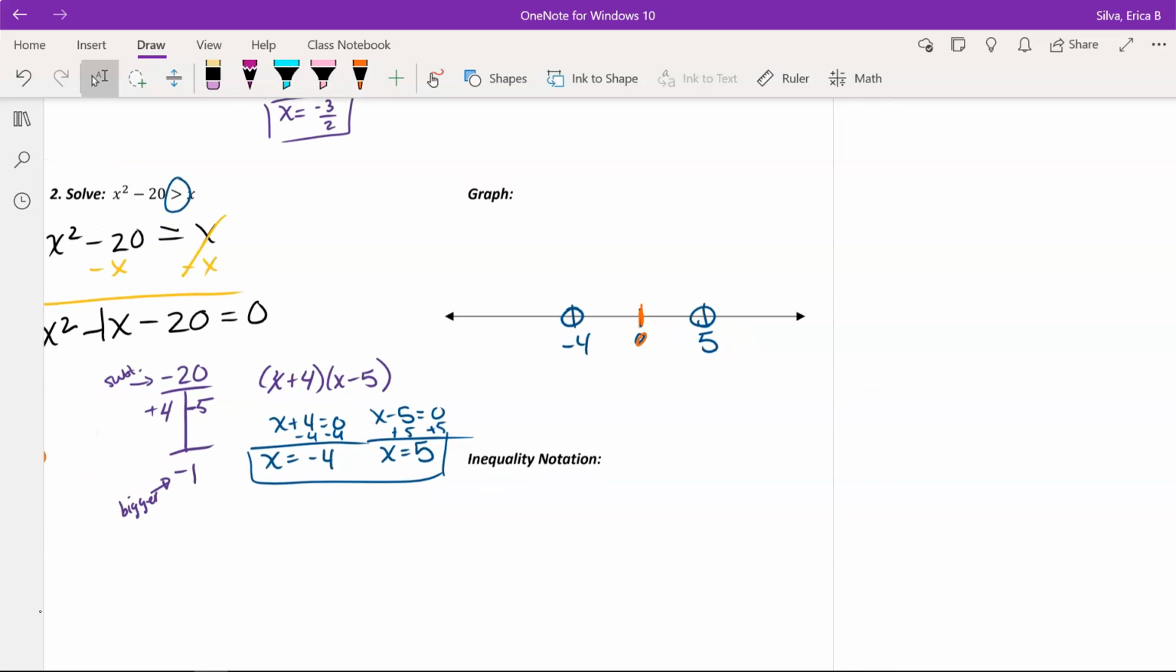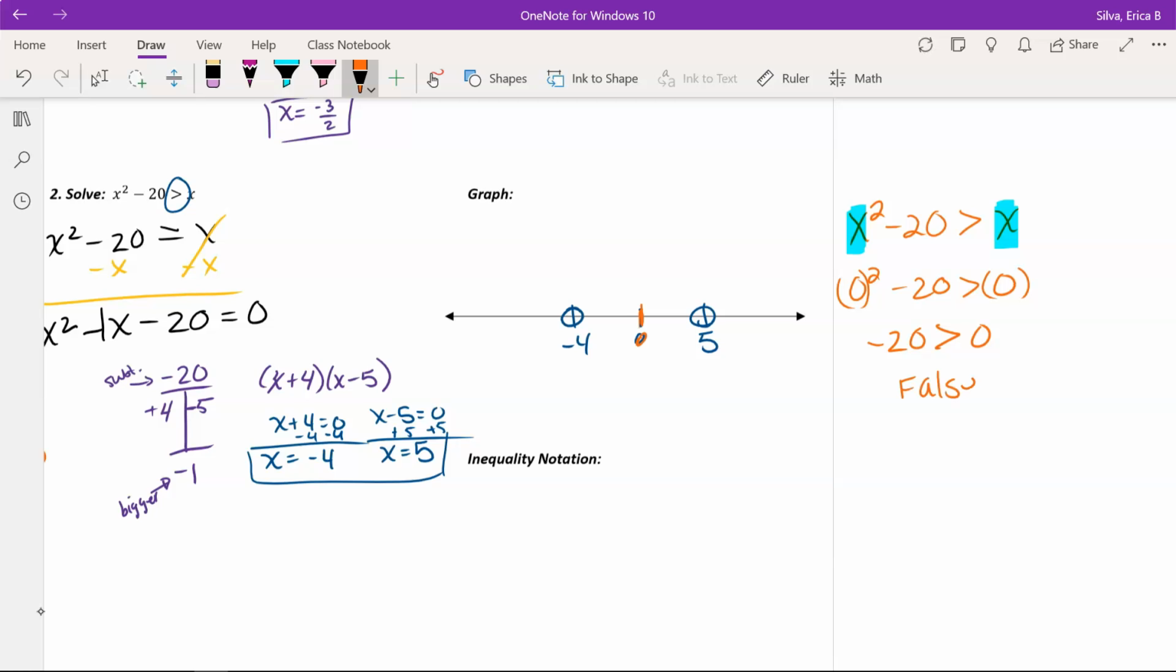So we use the original inequality, x squared minus 20 is greater than x. Those x's we will change to 0. So we get 0 squared minus 20 greater than 0. So negative 20 greater than 0, that is false. That means my 0 is not part of my solution set, so we're going to shade away from 0.